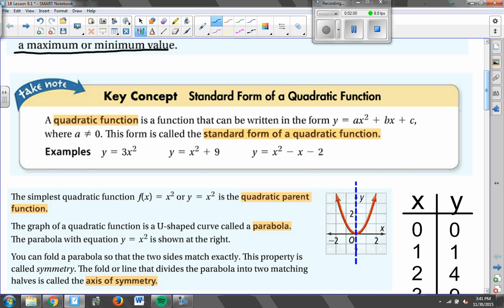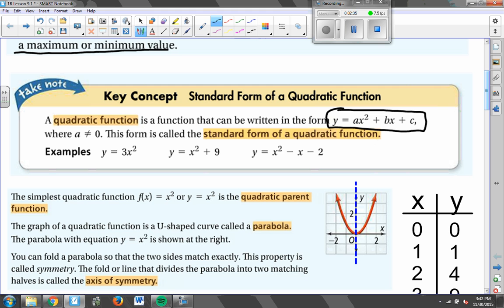A quadratic function is a function that can be written in this form. y equals a times x squared plus b times x plus c, as long as this number here, a, is not 0. B and c can be 0, but a cannot be 0. That is called the standard form of a quadratic function, right? Because we go from exponent equals 2, exponent equals 1, to exponent being none in our c, obviously, left to right.